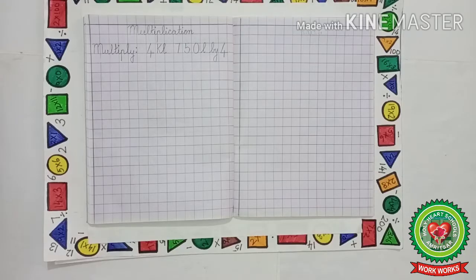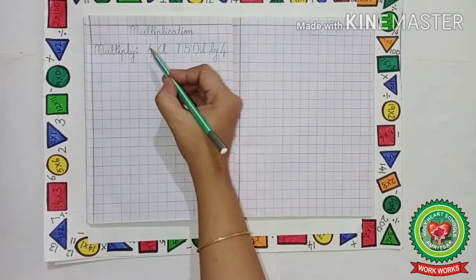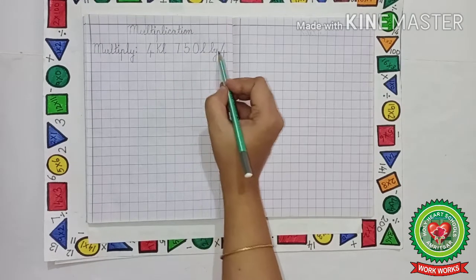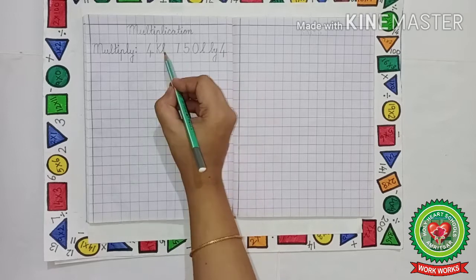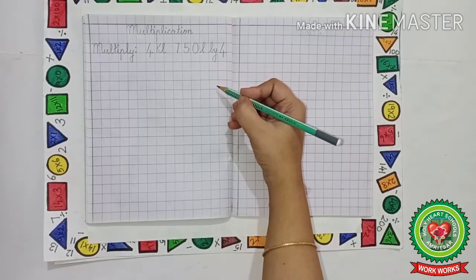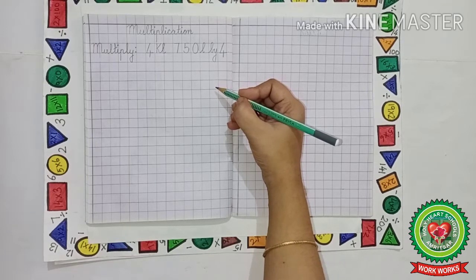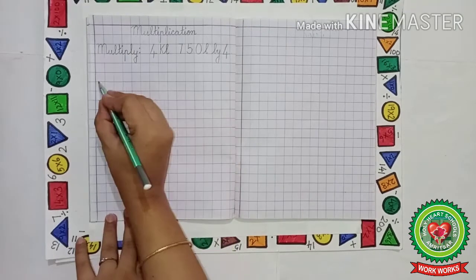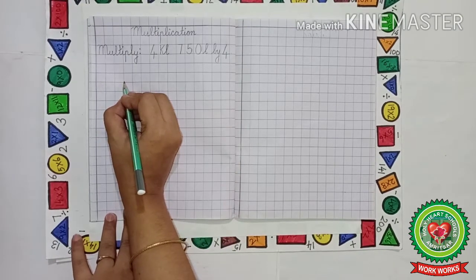Now kids, let us do the sum of multiplication. Let us see the first example. Multiply 4 kiloliter 750 liter by 4. It is written kiloliter and liter. That means we have to write the units of capacity. So let us first write all the units of capacity. Kids, we will start writing all the units after leaving 3 boxes from the margin.